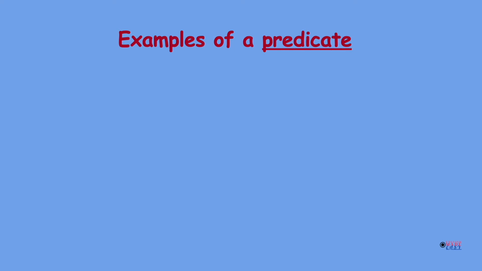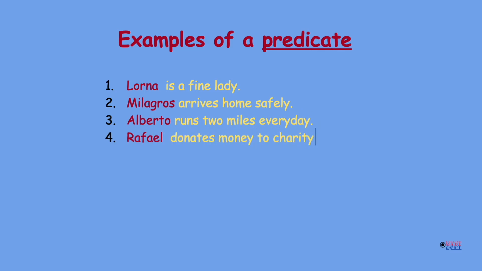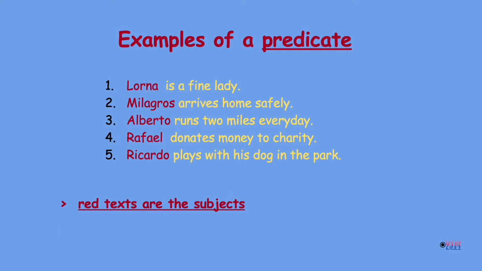Now, sentences can be either short or long, and these examples are the short ones. Number 1, Lorna is a fine lady. Number 2, Milagros arrives home safely. 3, Alberto runs 2 miles every day. Number 4, Rafael donates money to charity. And number 5, Ricardo plays with his dog in the park. The predicates in these sentences are obviously the ones in yellow text.